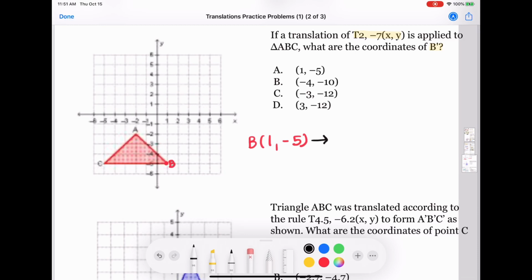Wonderful. Now that we've done that, we know that we have a specific translation, more specifically this translation on the top, which will help us find the exact coordinates of B prime. That function rule tells us that we will add 2 to our original x, which will give us 3, and that we will subtract 7 from our original y, which will give us -12. So we know that B prime is located at (3, -12), and that is our answer choice D.